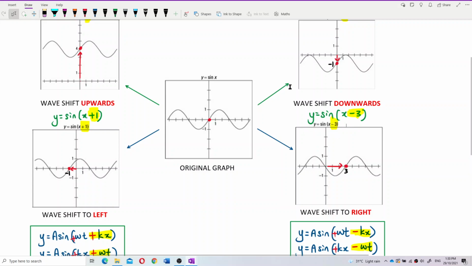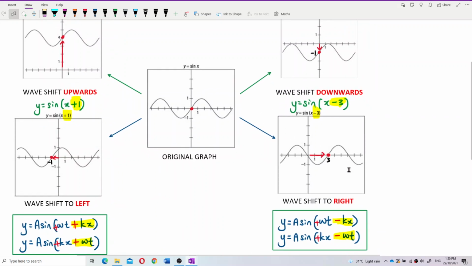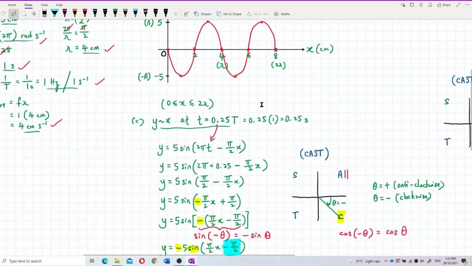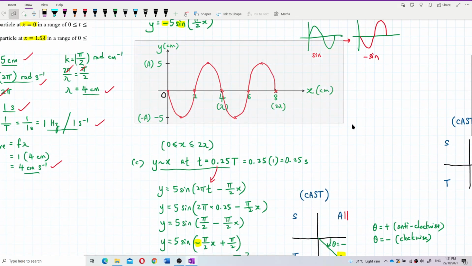So we apply this knowledge. When you minus something in the angle, you shift the graph to the right. You see the red dot is shifted to the right. This is the thing. So now for this equation, we have this original graph. Let's draw this original graph.